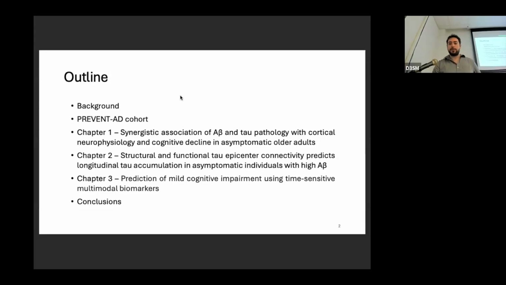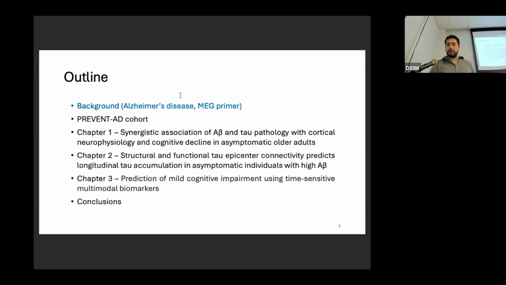Then I'm going to do a short commercial about the PREVENT-AD cohort and give you some of the generalities before moving into my 3 research projects that integrated my PhD thesis. And finally, I'm going to give you some conclusions, and we can proceed to have a discussion if you have any questions at the end.